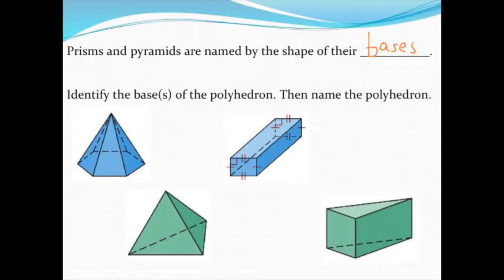And finally, let's work on naming polyhedron. Now, polyhedron are going to have 2 names. They're going to have a first name and they're going to have a last name. And their first name is always going to be named based on the shape of their base, no pun intended.